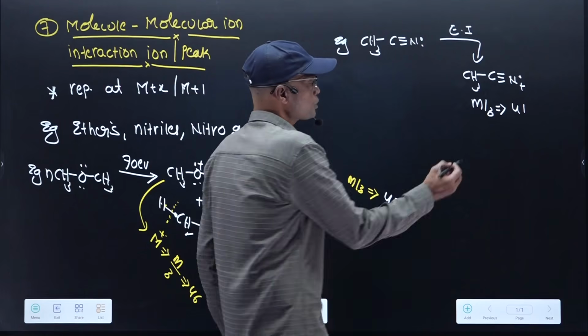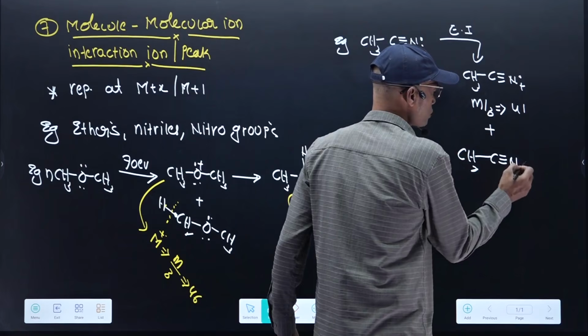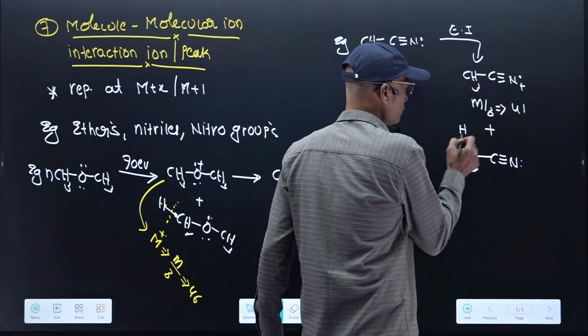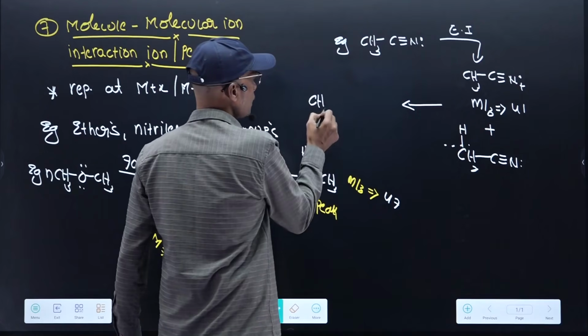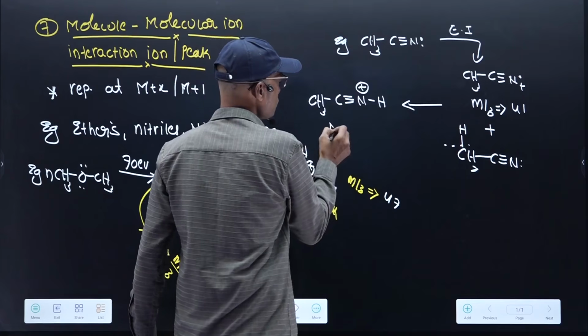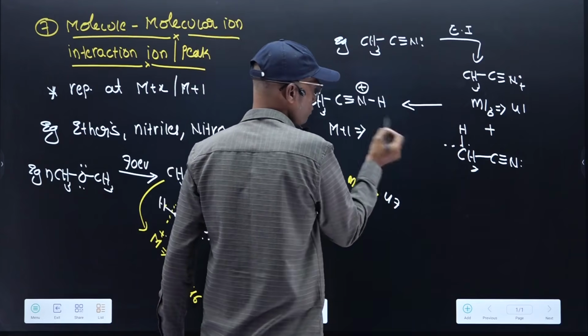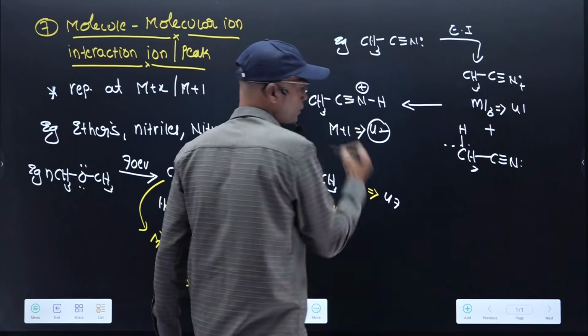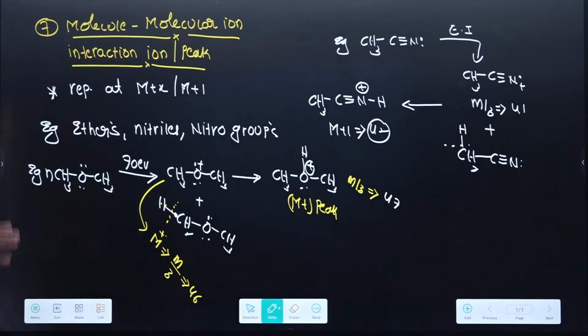So this molecule is going to collide with a neutral molecule, CH2 carbon nitrogen triple bond. This is neutral and here hydrogen. This will break up and transfer from here to here. That nitrogen will take that hydrogen. And here it is positive. So does this belong to M+1 or not? M+1 means what? 41 plus 1 is 42. Is it an isotopic peak? No. This is not an isotopic peak.